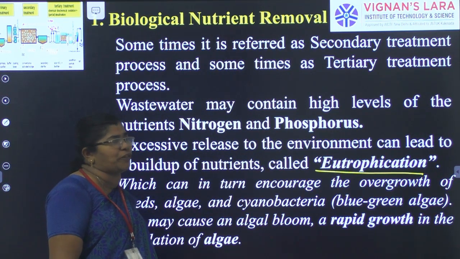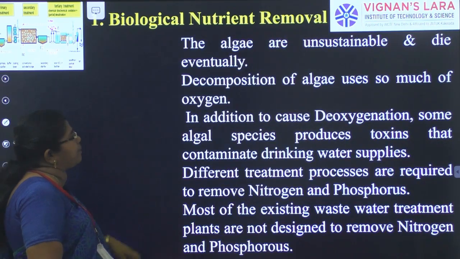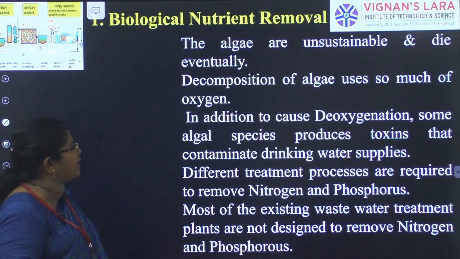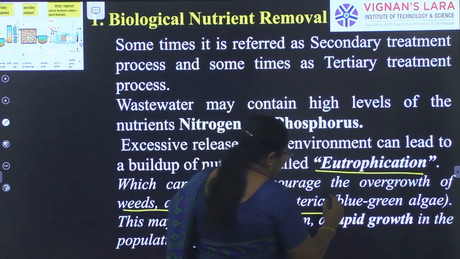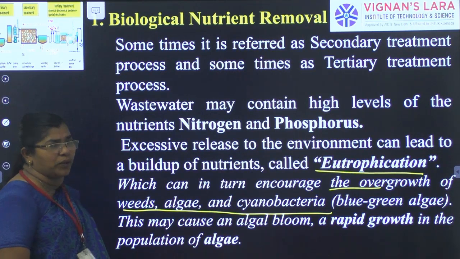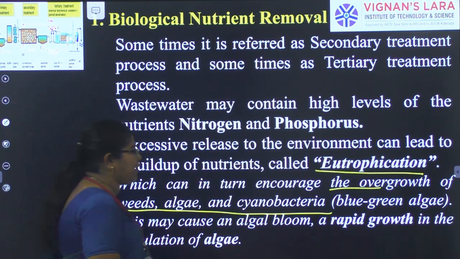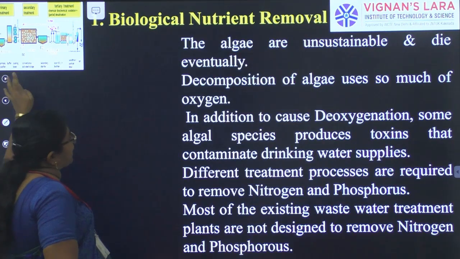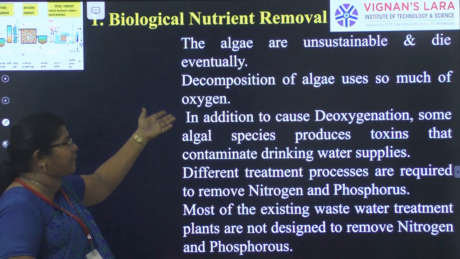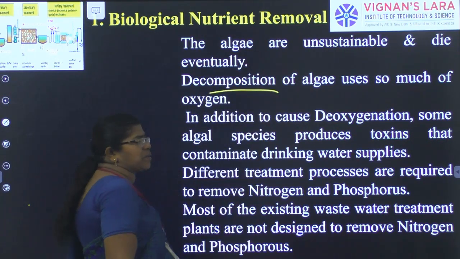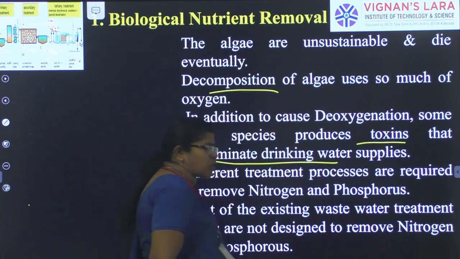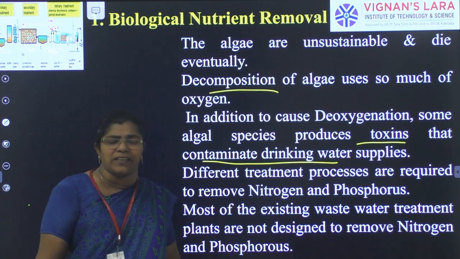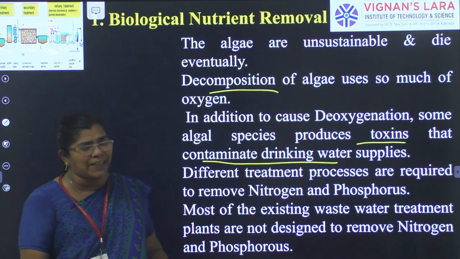To avoid this eutrophication process, we have to treat the nitrogen and phosphorus. The algae are unsustainable and die eventually, and the decomposition of algae is what eutrophication is. It is an overgrowth of weeds, algae and cyanobacteria, blue-green algae, which go for rapid growth. After some time, it is not sustainable and it will die. The decomposition of this algae becomes a big problem. In addition to causing deoxygenation, some algae species produce toxins which contaminate drinking water supplies. When it is alive it produces toxins, and when it dies it decomposes, causing bad smell and odor.